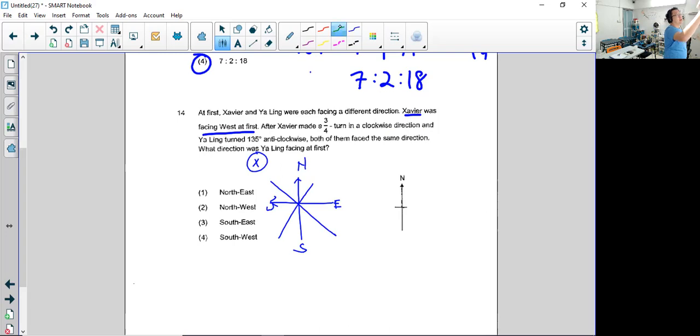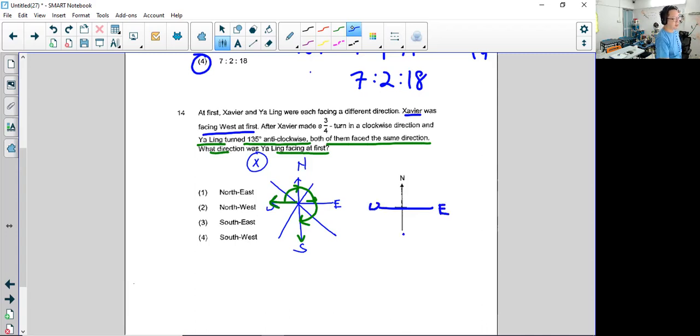So what happened? Xavier is facing west at first, and he makes a 3/4 turn. 1/4, that's 2/4, and 3/4 in the clockwise direction. And then he's now facing south. Okay, and then Yaling turns 135 degrees anti-clockwise, and both of them also face the same direction. So what direction was Yaling facing at first? If both of them were facing the same direction in the end, then Yaling must also be facing south in the end.